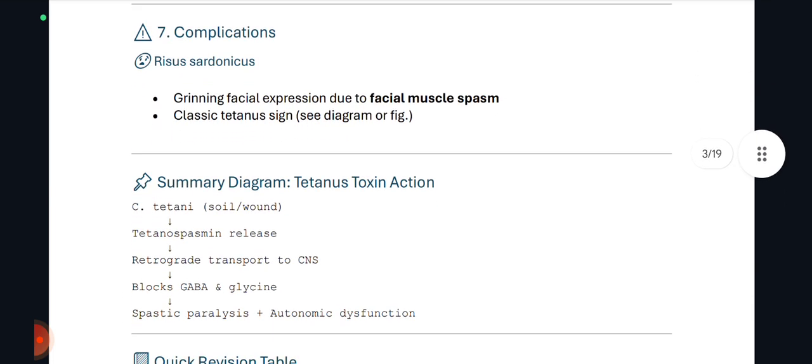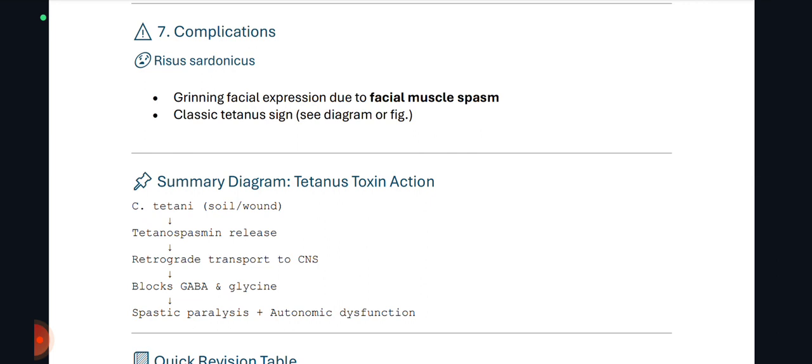What are the complications of this disease? It can result in risus sardonicus, which is a grinning facial expression due to facial muscle spasm. The patient looks as if he is smiling, although the patient isn't. The muscles have become spasmed. And there is the classical tetanus sign. Tetanus को हिंदी में हम लोग धनु रोग बोलते हैं, because in tetanus there is an appearance of a bow: the hands and feet lie on the floor while the whole of the body makes a shape like a semicircle. So that is what the classical tetanus sign is being called here.